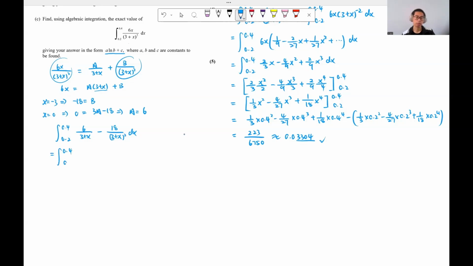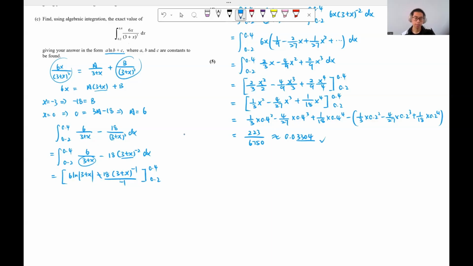So the first one we can integrate straight away, and the second one we just write as minus 18 times (3 plus x) to the power negative 2 dx. So that will integrate to 6 ln(3 plus x). Because this is a linear expression and the coefficient of x is 1, we don't need to divide by anything. And then for the second one, negative 18, again this is a linear expression. We just add 1 to the power, divide by the power, and the coefficient of x is 1, so we don't need to divide by anything extra. And then the limits will be 0.2 and 0.4.